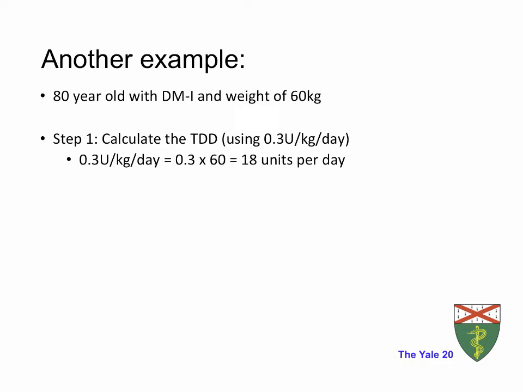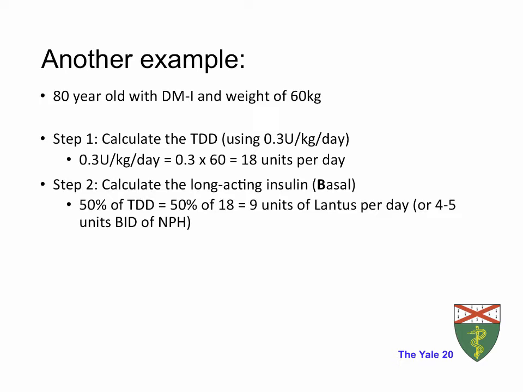All right, so our step 1 is to calculate the total daily dose. And let's use the lower end, so 0.3 units per kilogram per day because he's older, he has type 1 diabetes, so he's pretty insulin sensitive, and he weighs 60 kilos. So 0.3 units per kilogram per day times 60 kilos is 18 units a day. And that's total types of insulin, both the bolus and the basal.